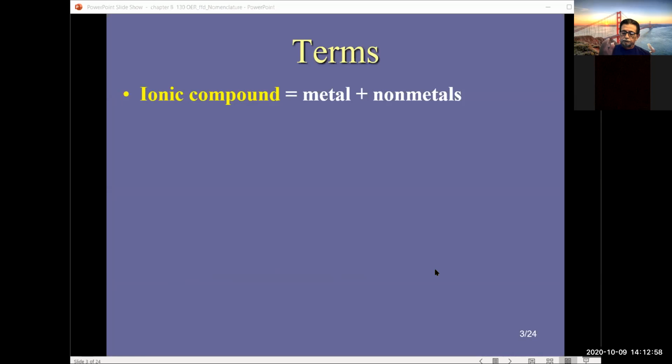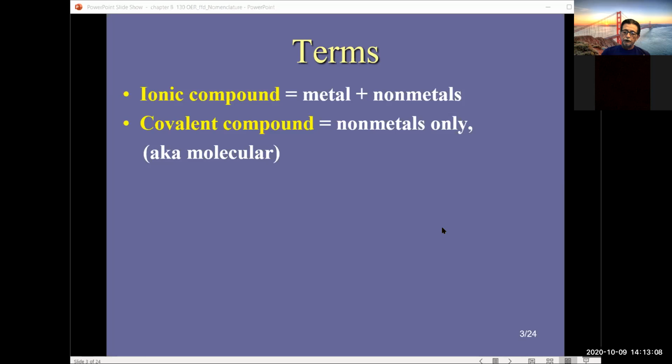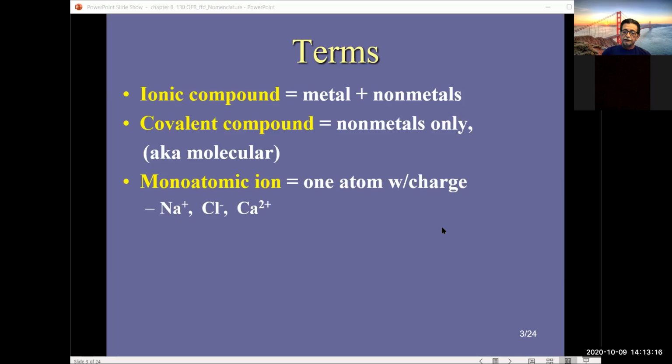Now, I talked at length about ionic compounds. An ionic compound is defined as a combination of a metal and a non-metal, okay? Whereas covalent compounds are a combination of nonmetals only. We also call them molecular compounds. Then we have the monatomic ions, where we got the sodium ion, the chloride ion.